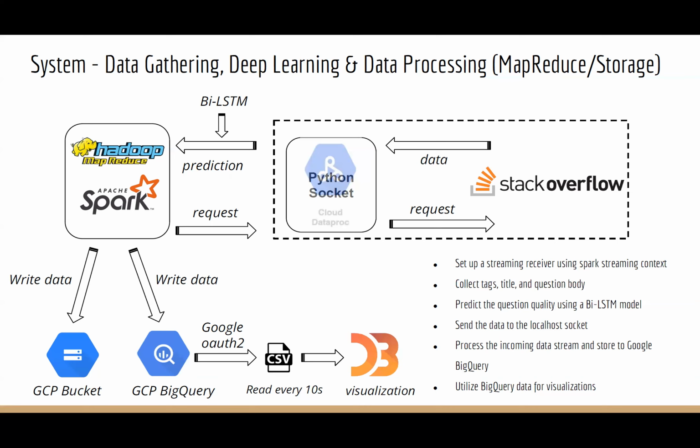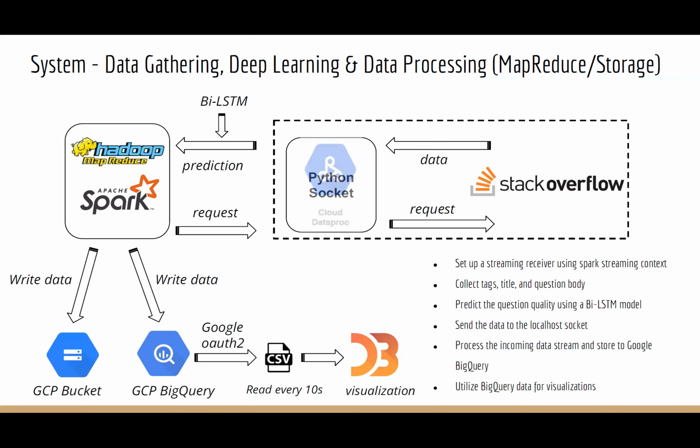Finally, the data is transmitted through the local socket to the PySpark streaming receiver service, which is also deployed on Dataproc. Within the PySpark streaming receiver, MapReduce is used to count the number of each tag, and the processed data, including question title, question body, and the prediction, is put into a data frame and then saved into the GCP bucket and GCP BigQuery for storage.